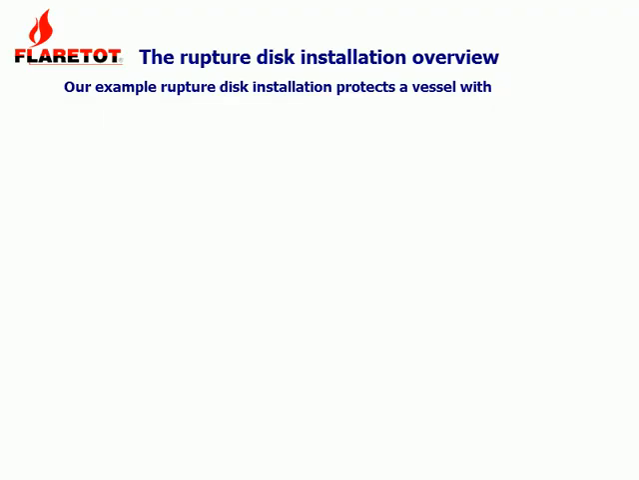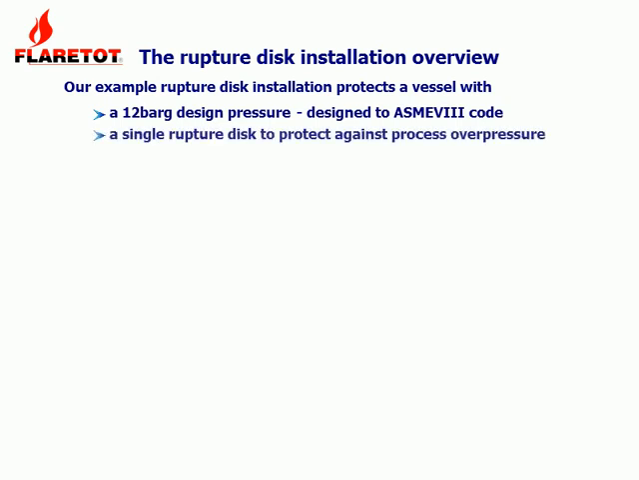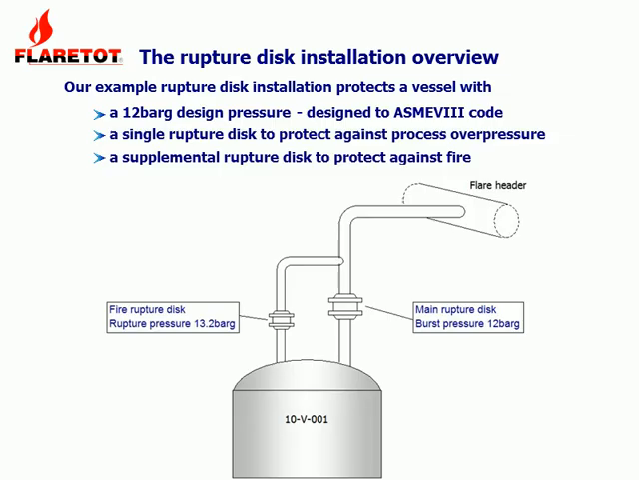Our example rupture disc installation protects a vessel with a design pressure of 12 bar gauge. It is designed to ASME 8 code. As allowed by this code, the installation has both a main and a supplemental rupture disc. The main rupture disc protects against process overpressure, while the supplemental disc protects against exposure to fire.